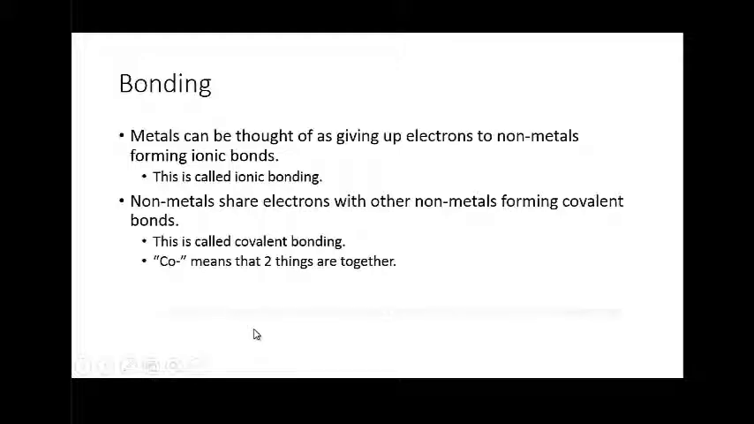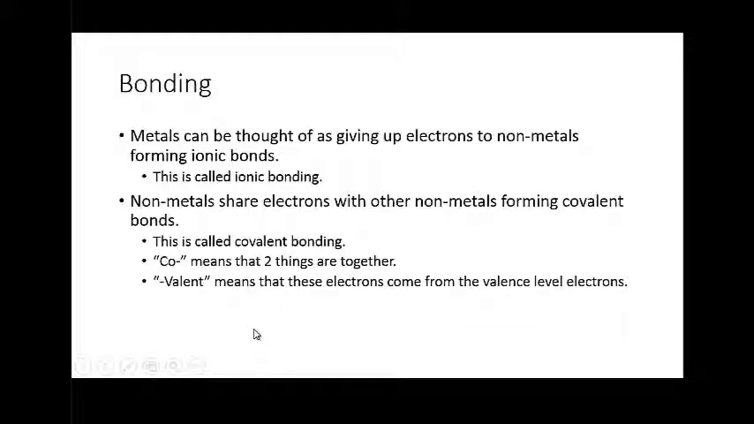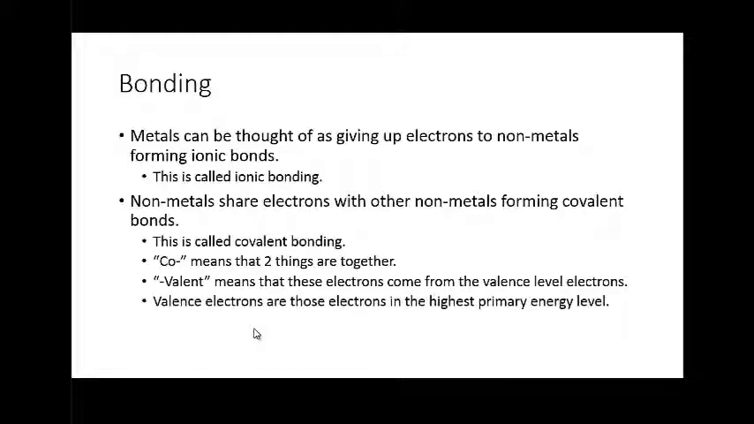Co means two things are together. Valent means these electrons come from the valence level, those electrons in the highest primary energy level. Valence electrons are those electrons in the highest primary energy level.